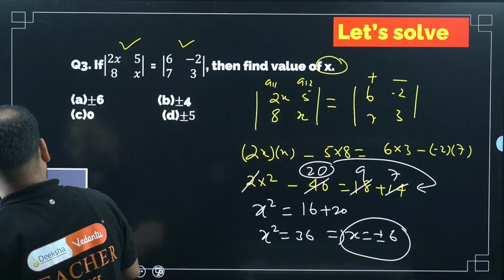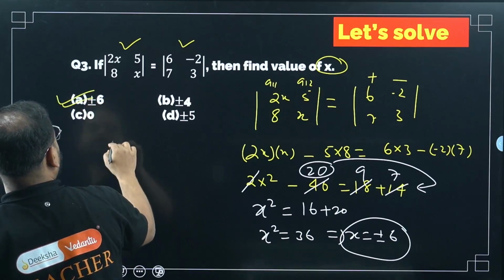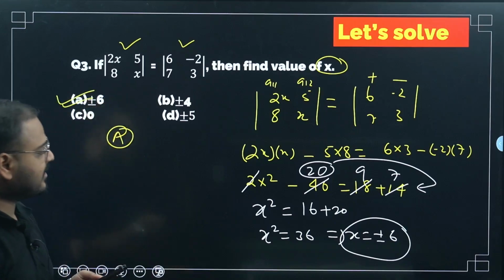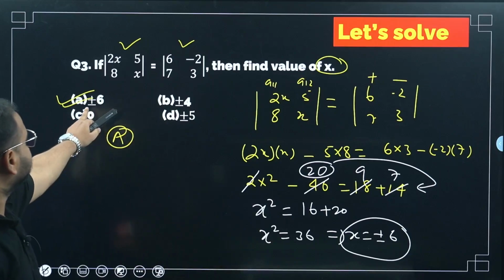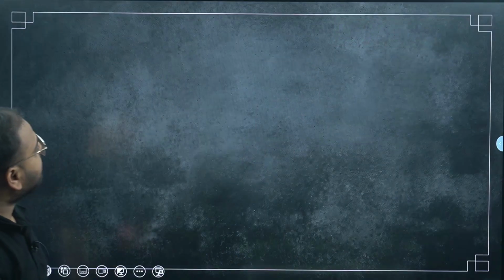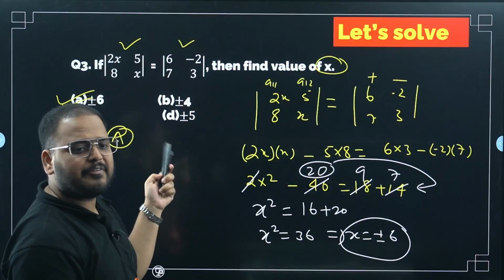Option A. Option A is correct answer. x equals to plus minus 6. Please check here. Okay. Moving on to the next question. This was a very simple question.